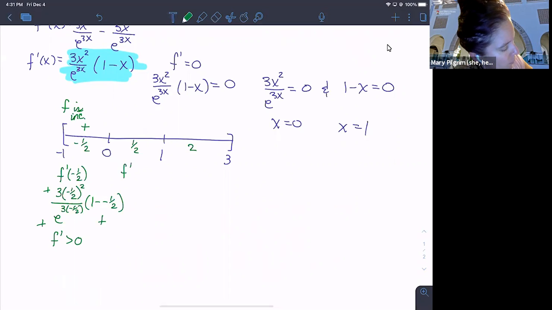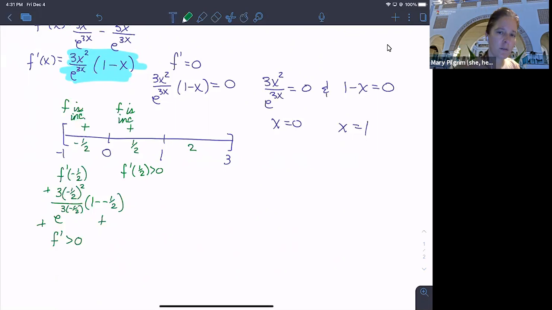Similarly, if I were to plug in a +1/2, I'm going to get positive again, because I'll have 3 times 1/2 squared, e to the 3/2. Those are both going to be positive, and 1 minus 1/2, that's also going to be positive. So again, I've got f is increasing on this interval. So far I have f is increasing from -1 to 0, and then from 0 to 1.